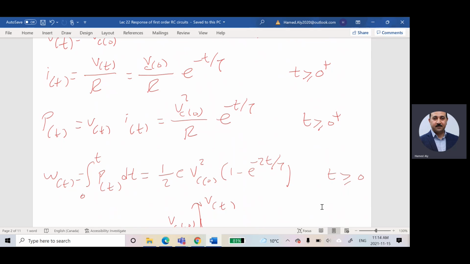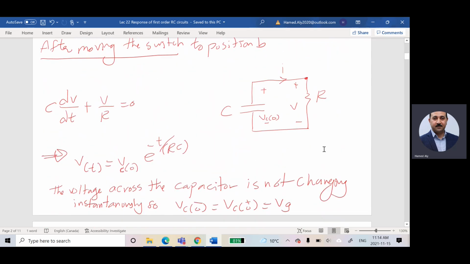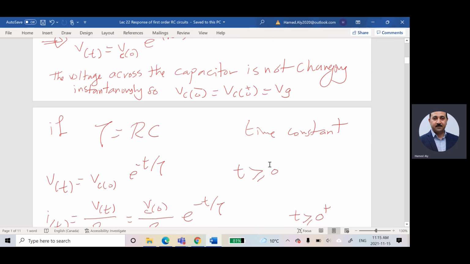Next class, I will talk about the same procedures, but instead of natural response, I will talk about the step response. So if I have the same circuit, but I have another voltage source or current source connected to that circuit, what's going to happen? This is called the step response. What is the voltage value? What is the current value? This is what I'm going to talk about on Wednesday.